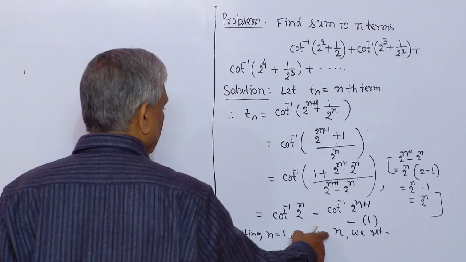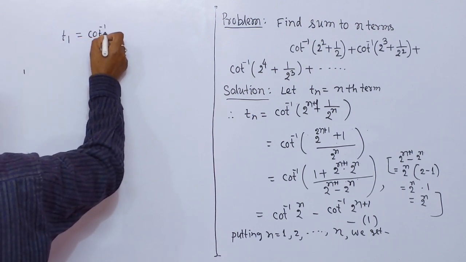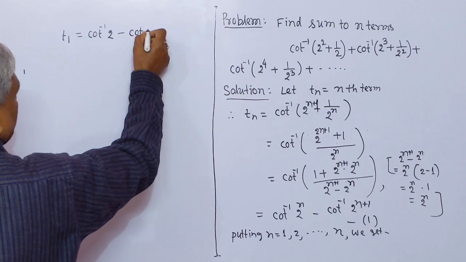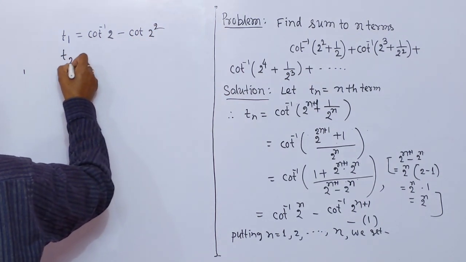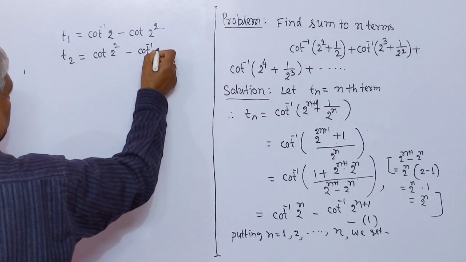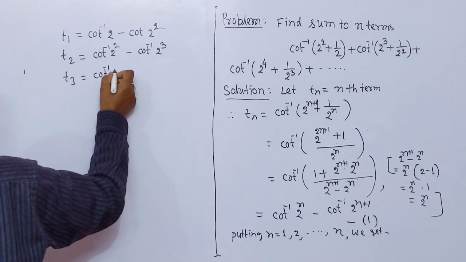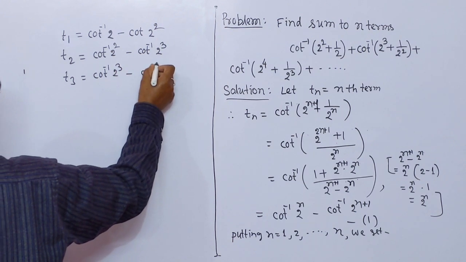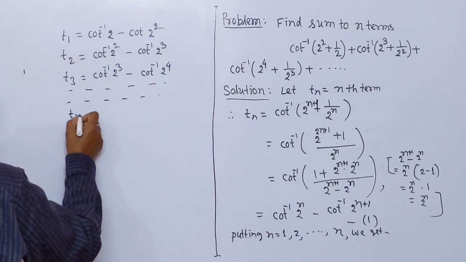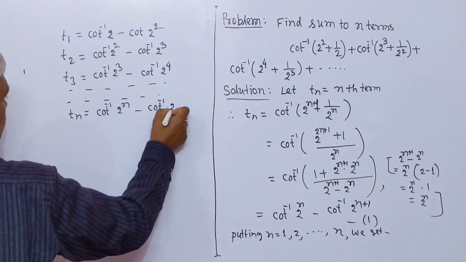Putting n equal to 1, 2, n, we get T1 equal to cot inverse 2 to the power 1 means 2 minus cot inverse 2 square, T2 equal to cot inverse 2 square minus cot inverse 2 cube, T3 equal to cot inverse 2 cube minus cot inverse 2 to the power 4, and nth term will be Tn equal to cot inverse 2 to the power n minus cot inverse 2 to the power n plus 1.